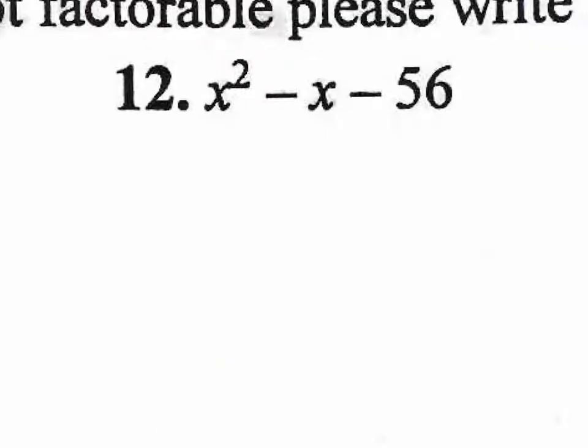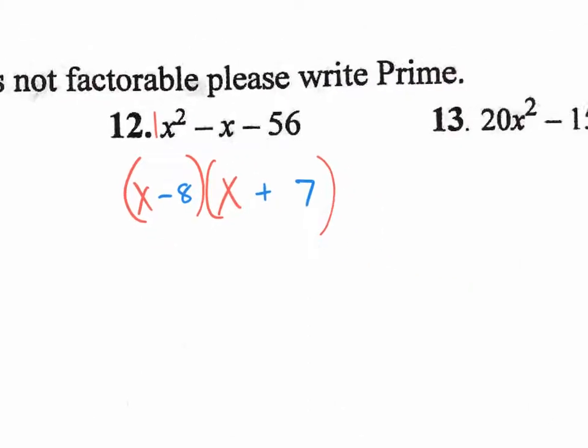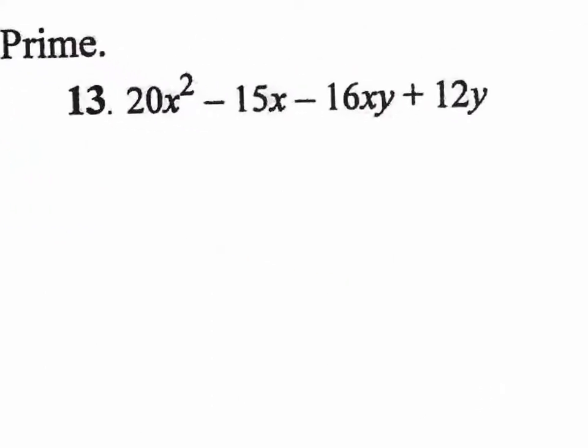Number 12, the a value is 1, so we could set up this, and all we need to do is think what times what is negative 56, that if I combine together is negative 1. Make a list if you're confused, but what's the answer there? What times what is negative 56, that if you add together is negative 1? Negative 8 times positive 7. That's right. That'll give you negative 56. If you combine them together, it does give you a negative 1, the b value in the middle. Let's move on to number 13 right here.